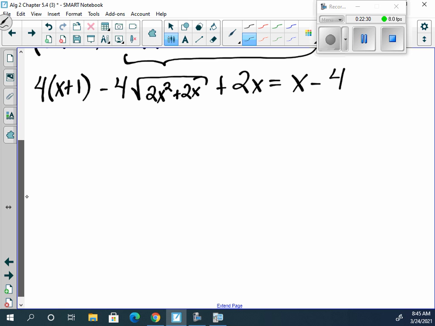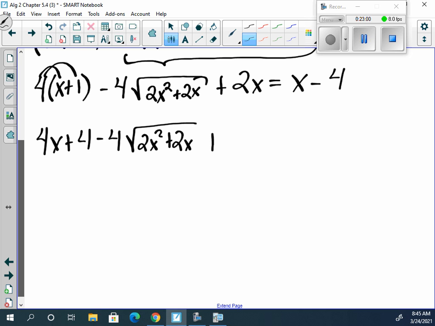But before we start squaring again, we need to combine like terms and move things to the other side. Because trying to square it like it is now would be a little temperamental, because on the left-hand side we have 1, 2, 3 things that would be squared, or having to multiply by itself. That's going to be massive. So before we do that, I'm going to multiply through by 4. That gives us 4x plus 4 minus 4 square root of 2x squared plus 2x equals x minus 4.